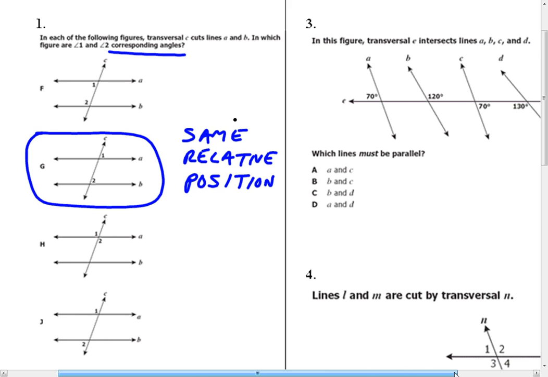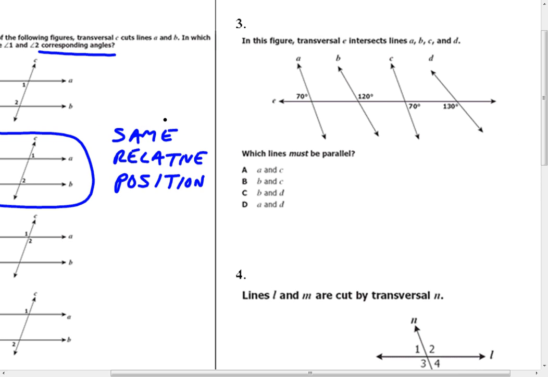The makers of the state SOL test love questions like this. I've seen a question like that every single year. Raise your hand, tell me what has to be parallel. Francisco. A and C. So that's choice A. Let's take a look. Remember, you can't go by looks. It looks like they're parallel, but the drawings are never drawn to scale. You have to go by numbers.